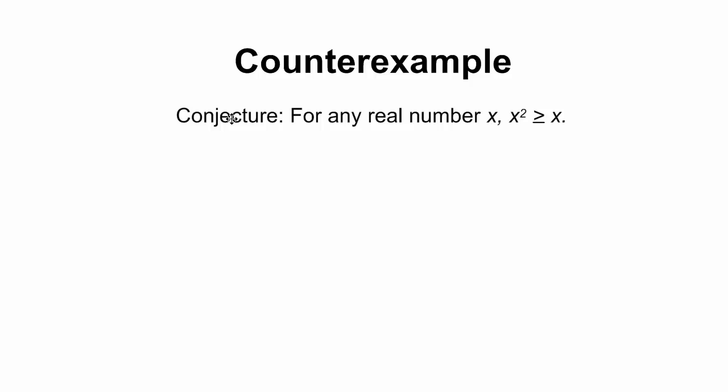Remember, a conjecture is based on a pattern, and then you come up with some type of statement. In this case, a person found that for any real number, we'll call it x, if you take that number and you square it, that's going to be greater than or equal to the original number that you started with. So that's somebody's conjecture, and again, a conjecture is based on some type of pattern that you've observed. So let's look at some of the things that this person saw.